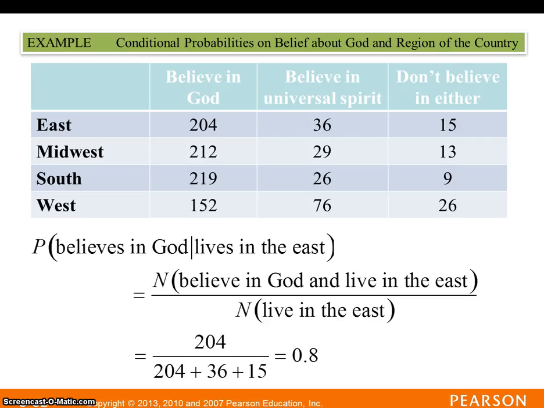So you'll take 204 divided by the total number of people that live in the East, which would be about 80%.